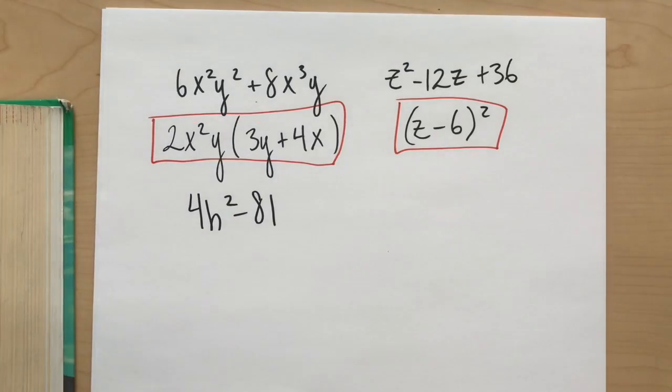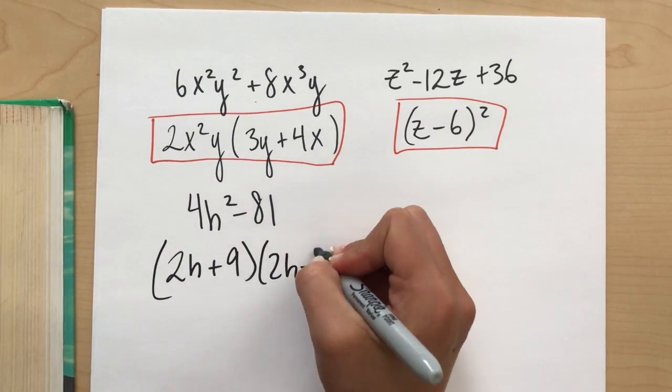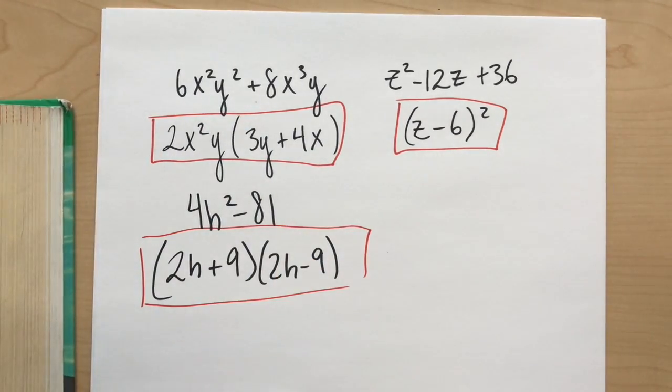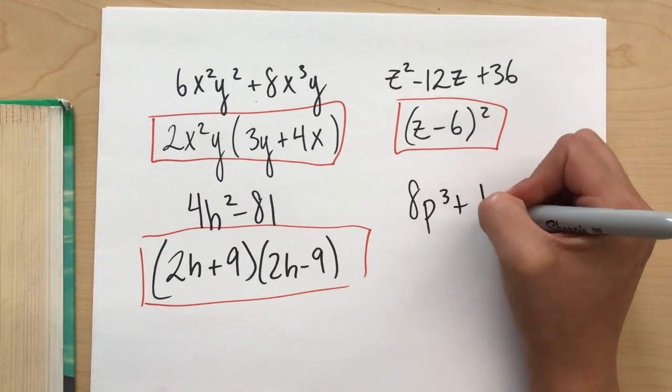Okay, I'm going to look at a difference of squares. I have 4h squared minus 81. 4h squared is just (2h) squared, and then 81 is 9 squared. So I can split this up as 2h plus 9, 2h minus 9.